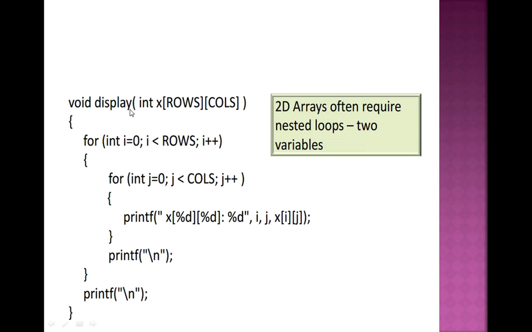This is void display, which displays your array name. These are the arguments: there is a row, there is a column. We are using two for loops, one for rows and one for columns. This is int i equals 0. i is a variable that stores value 0. Then i is less than rows, which means it will continue until the rows are over.